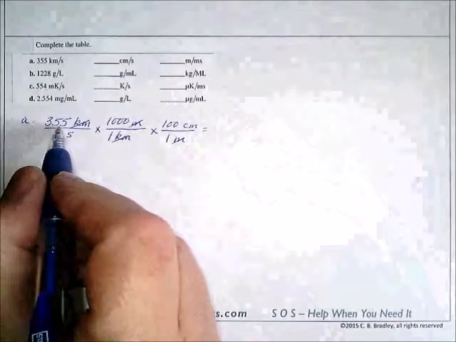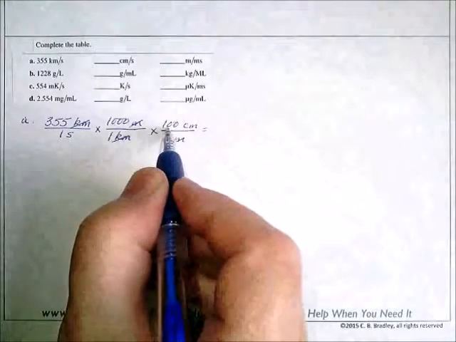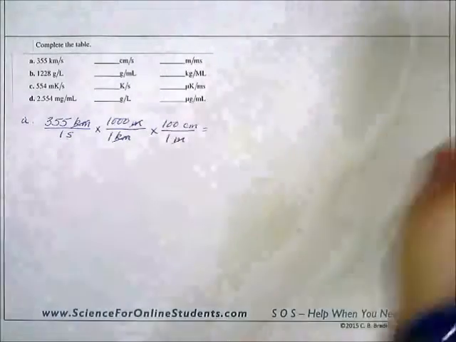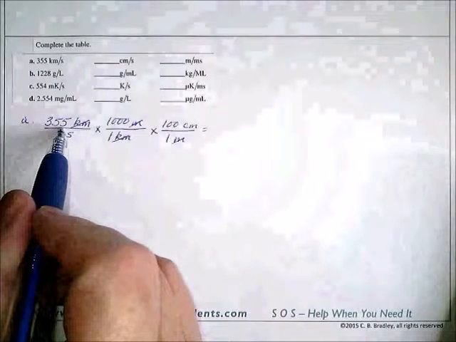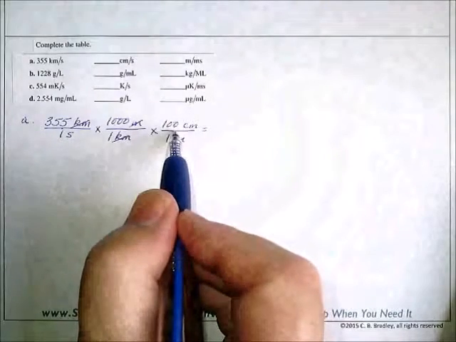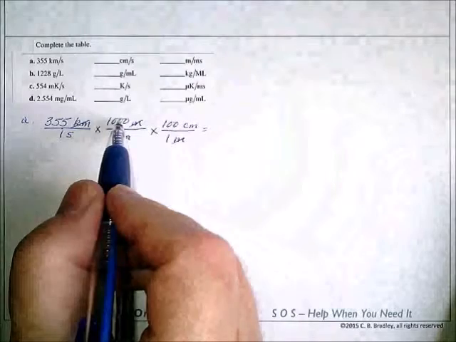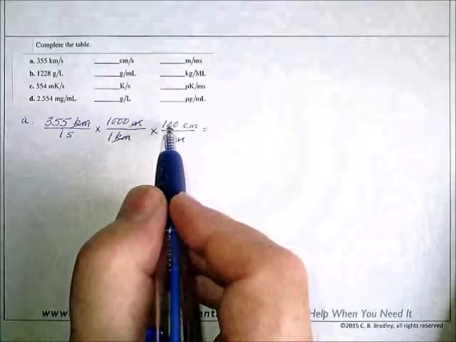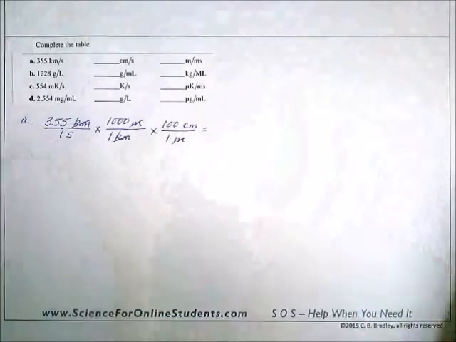So we have 355 times 1,000 times 100. That's going to give us 3.55 times 10 to the second times 10 to the third times 10 to the second. So 2 plus 3 is 5, plus 2 is 7. That's going to give us 3.55 times 10 to the 7.